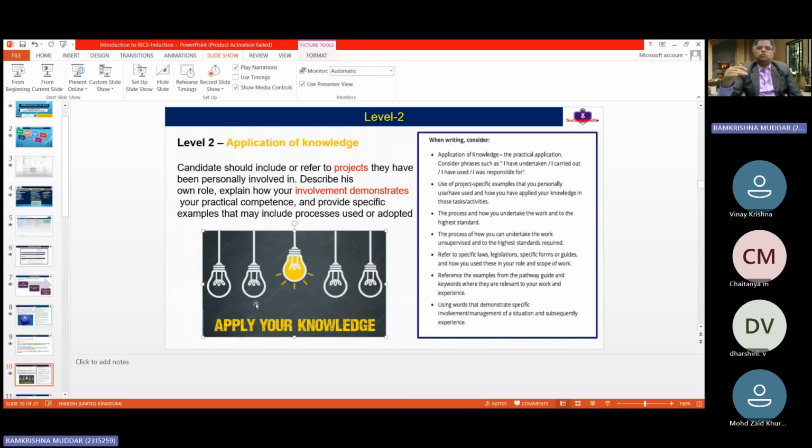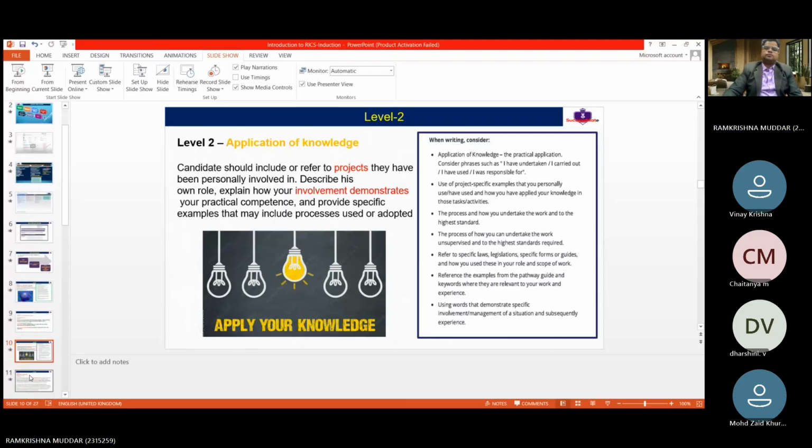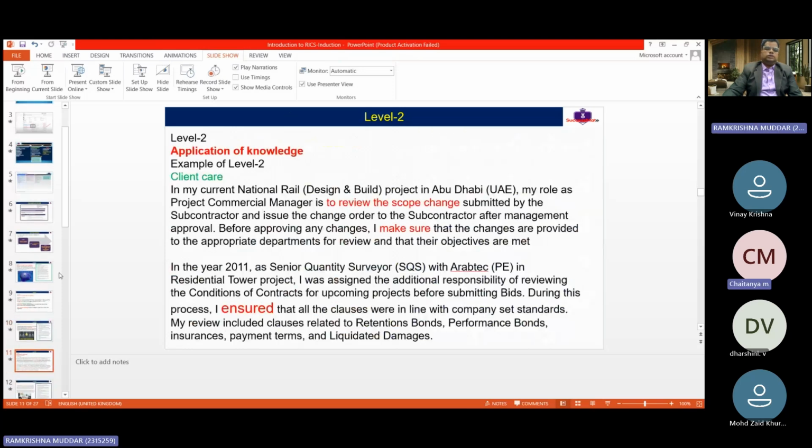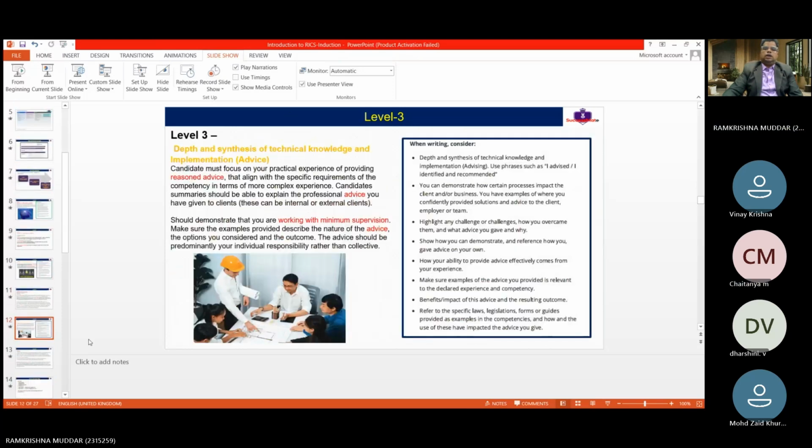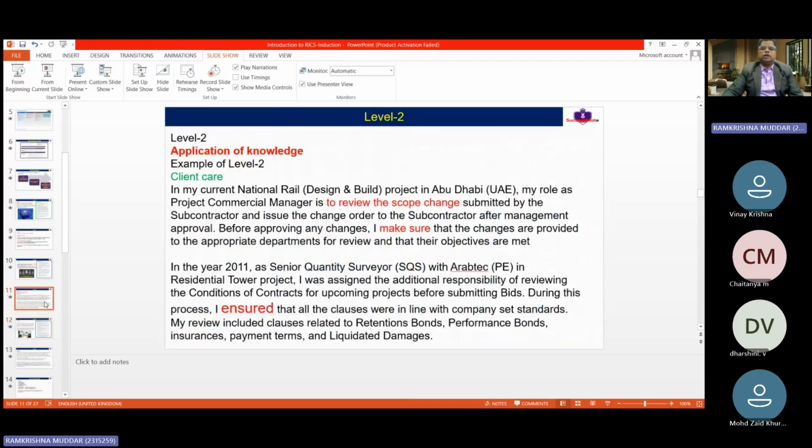So we understood what level 1 is, how we have gained the knowledge, and now about the application, how we have applied this knowledge. Now moving to the third part, level 3. Before moving to level 3, let's go through the examples of level 2. This is from the RICS guidance. What they have written is just one example of application of knowledge. Vinay, Samuel, are you there?